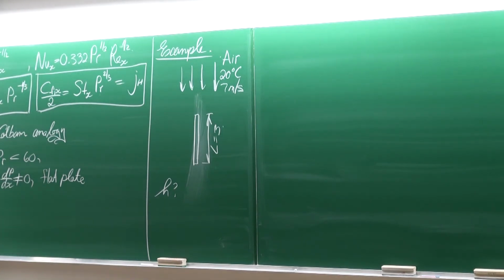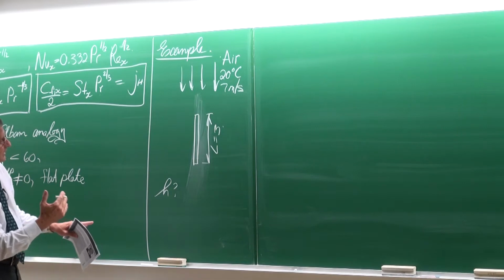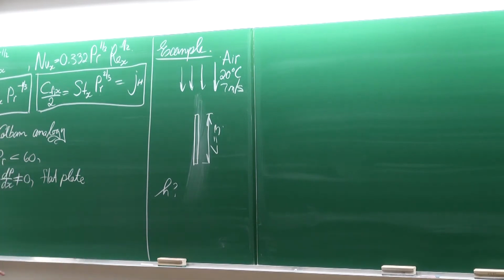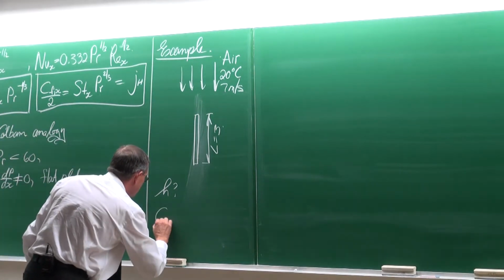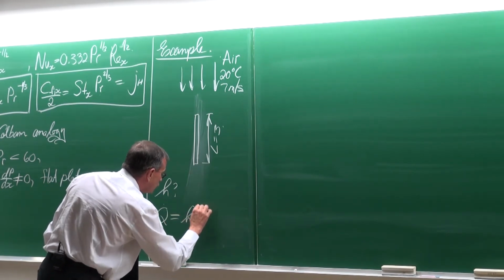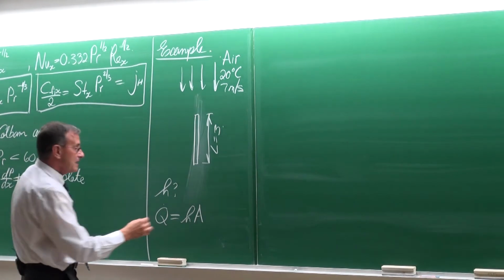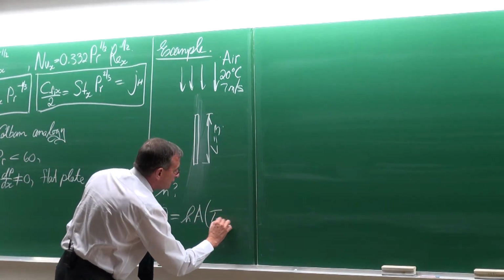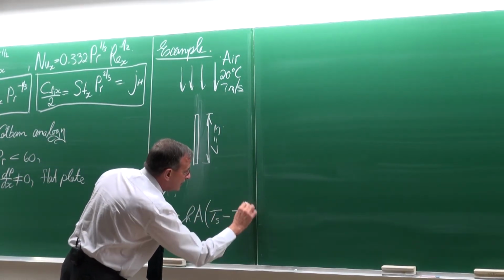So normally, most people's reaction would be, okay, I need the heat transfer coefficient. So from fundamentals, I can say that the heat transfer rate is equal to the heat transfer coefficient multiplied by the area, and then the temperature of the surface minus T infinity.